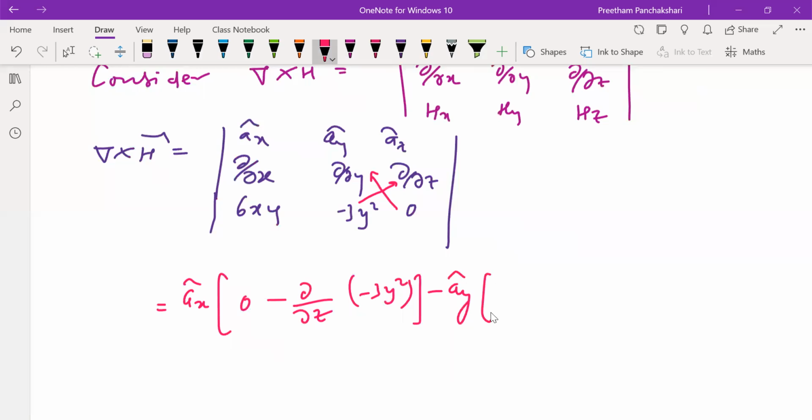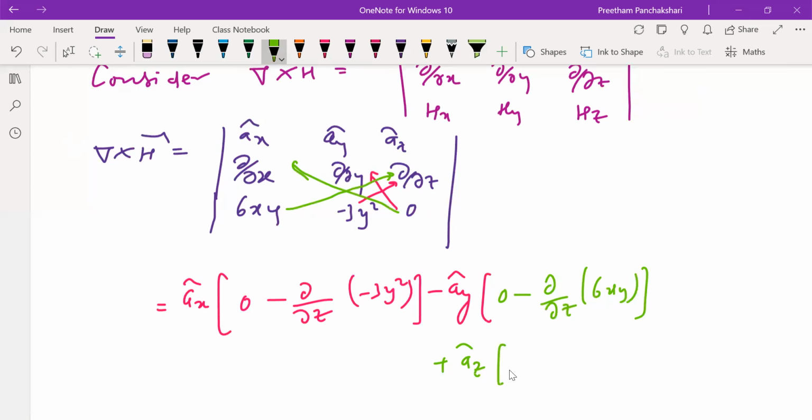Next, the middle one, ay cap. In this case, ay cap means it is the product of these two. So dou by dou x of 0 means 0, minus dou by dou z of 6xy. Now the last one is plus the unit vector of the z axis. For that, it is the product of these two terms and the difference of those two products: dou by dou x of minus 3y square minus dou by dou y of 6xy.